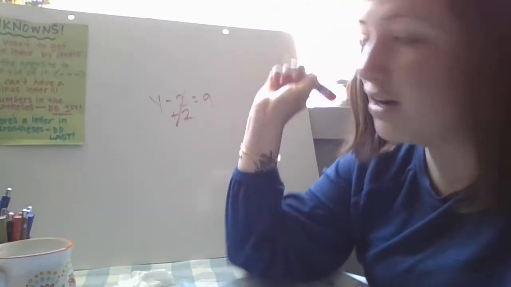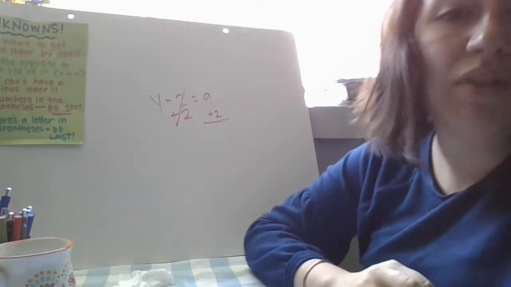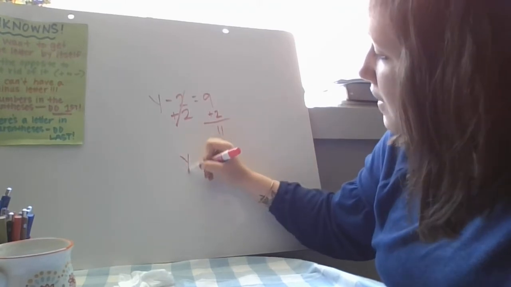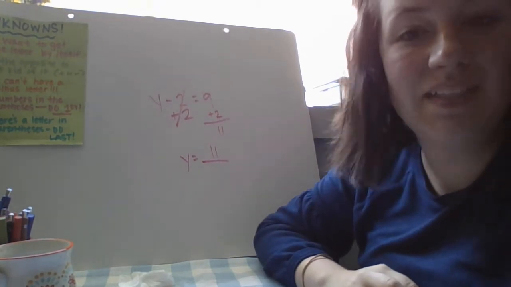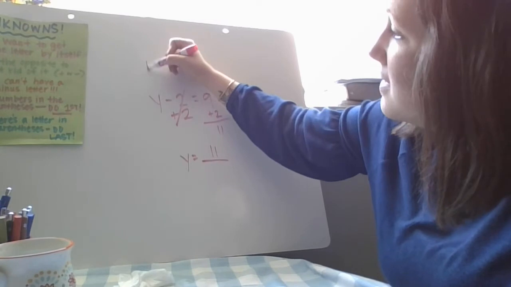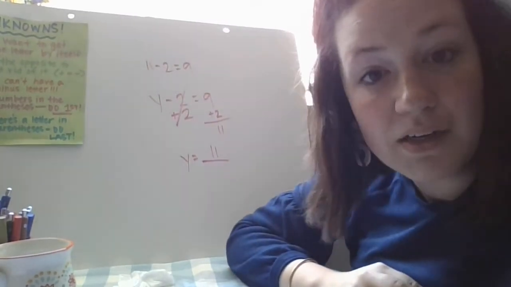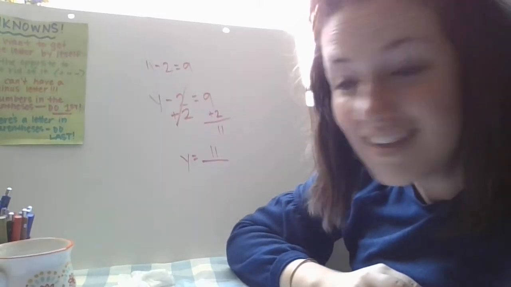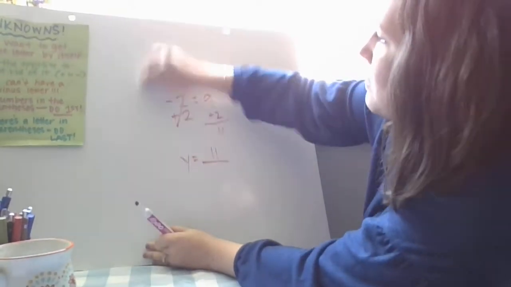I got rid of it. And if I did it on one side, I have to do it to the other. So I did plus 2 on this side. I have to do plus 2 on the other side. 9 plus 2 is 11. So we know that y equals 11. Now, if you want to check your work, you can plug 11 right into that where that y is. 11 minus 2 equals 9. Is that true? 11 minus 2 equals 9? Yeah. So that's how we know that we're right. Let's try some more of those.